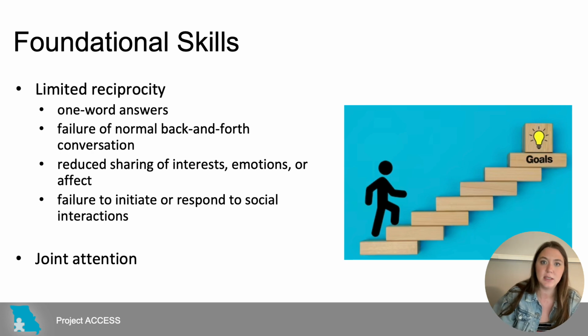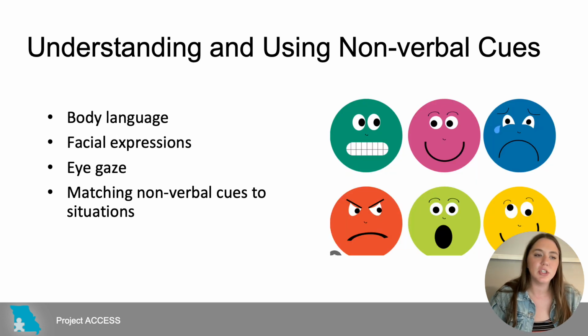Understanding and using nonverbal cues are often hard for our learners with autism to understand. So body language and facial expressions are nonverbal cues that are going on around us all the time, and they're easy for you and I to pick up on, engage in, and we're always looking for them.